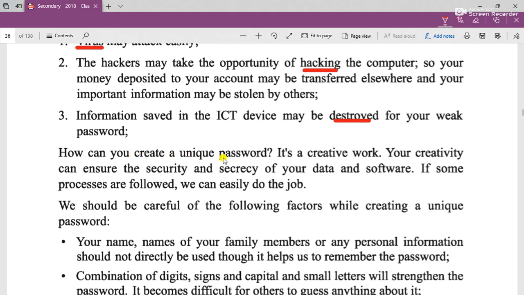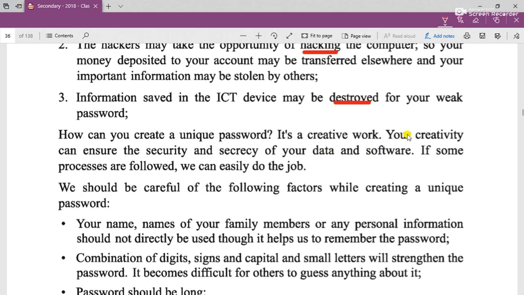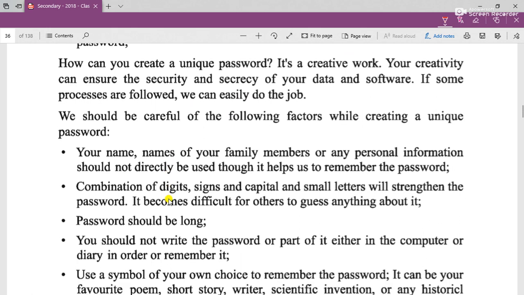How can you create a unique password? It's a creative work. Your creativity can ensure the security and secrecy of your data and software. If some processes are followed, we can easily do the job. We should be careful of the following factors while creating a unique password.